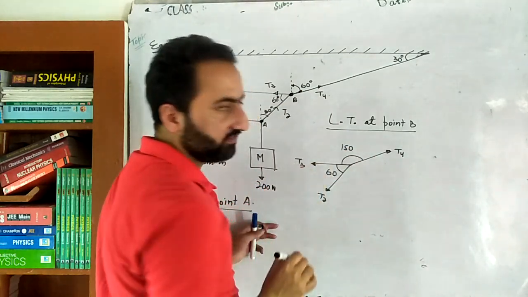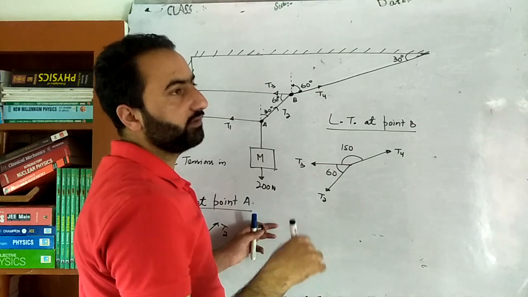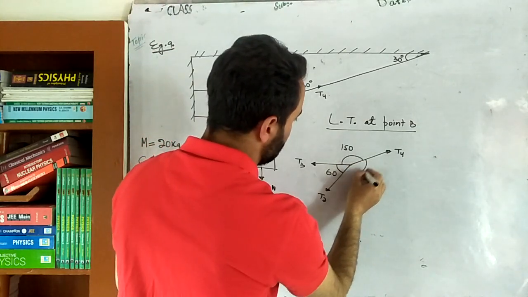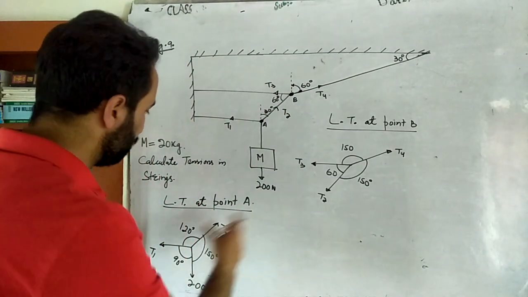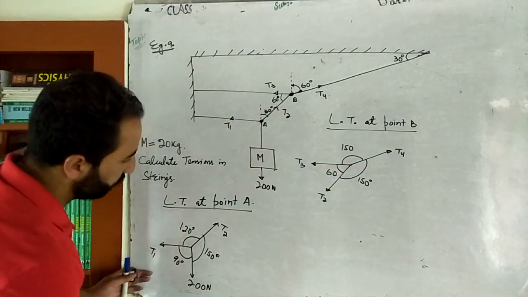Now 150 plus 60 is how much? 210. And 210 plus 150 will be 360. So this angle is also equal to 150 degree. Okay, then use Lami's theorem. Lami's theorem here in this situation will be like this.